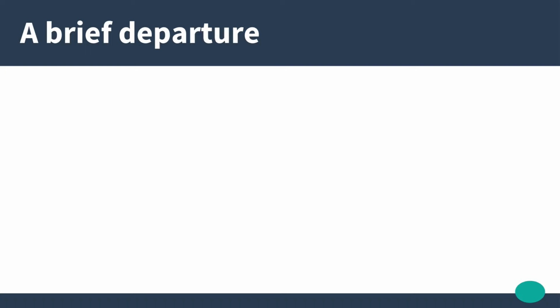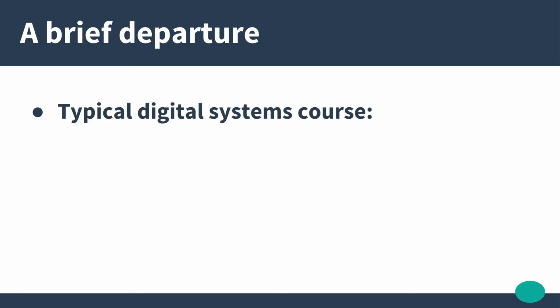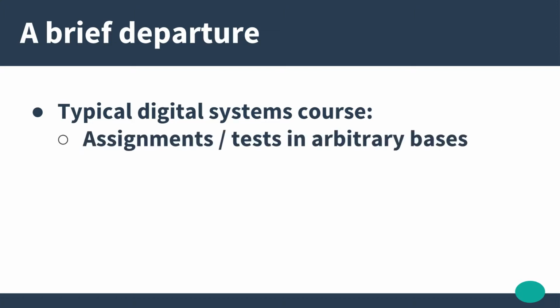I'm going to take a moment to mention two things which I think are relevant. In a typical digital systems course, the lecturer will often at this point teach, assign, and test his students in operations on numbers involving various arbitrary bases, such as 3, 7, 14, etc., while deliberately avoiding binary, octal, and hexadecimal. This is done so that the students can convert between these bases, often using decimal as an intermediate step, without the aid of a calculator.